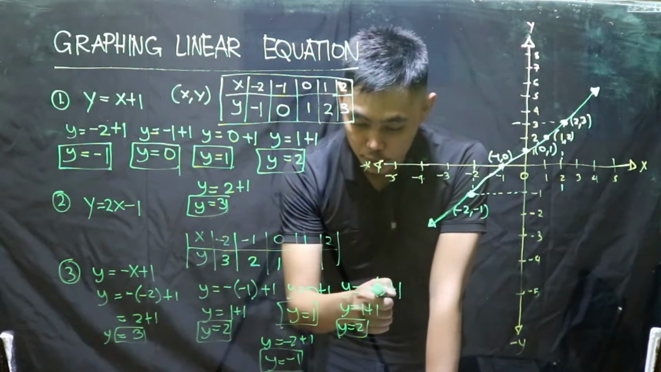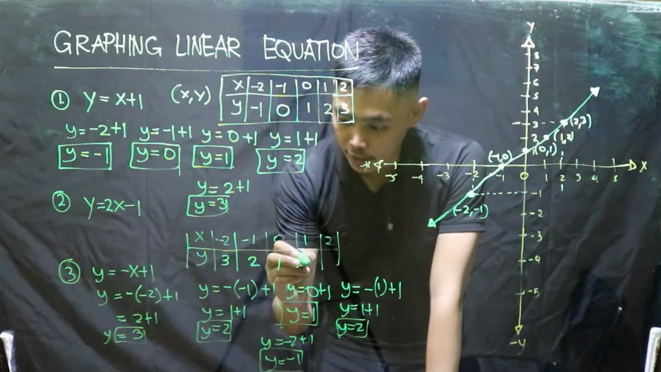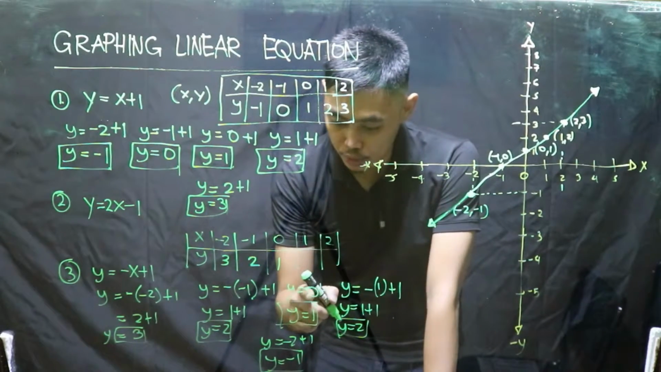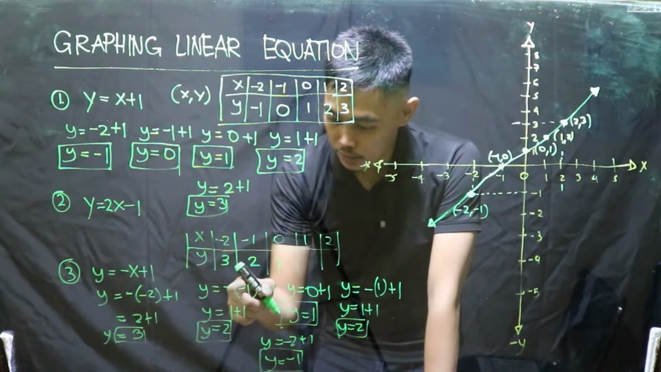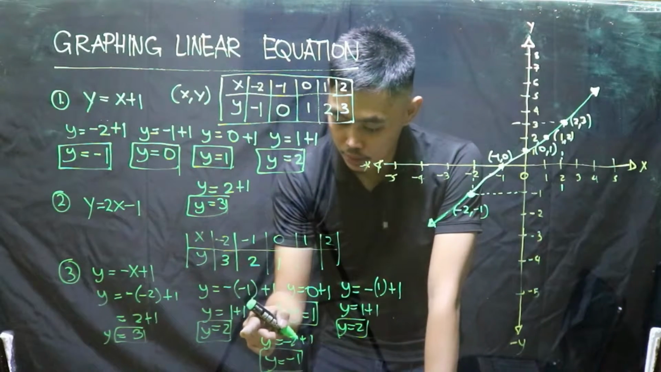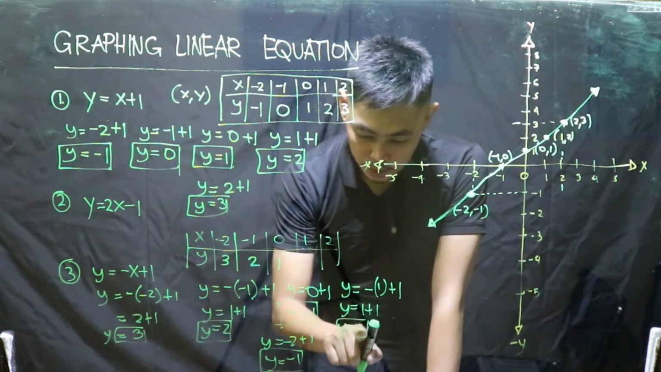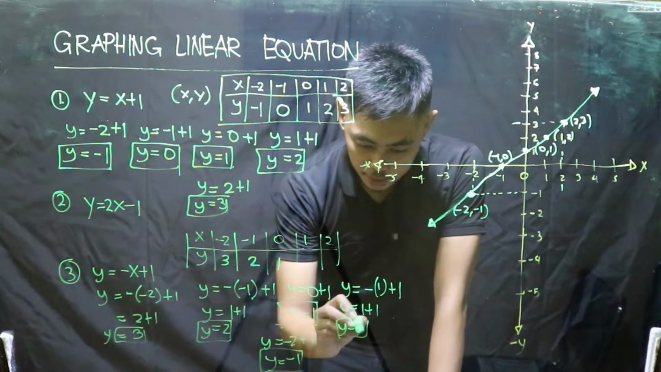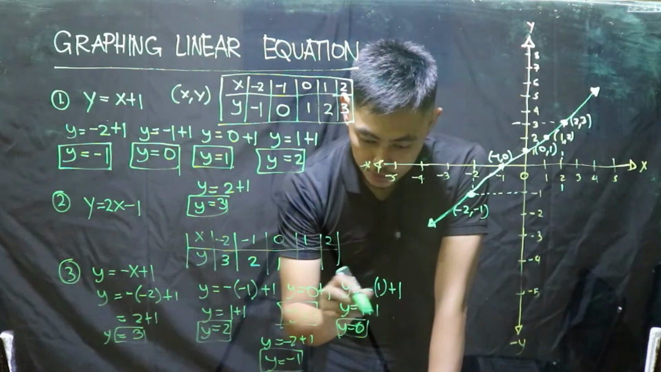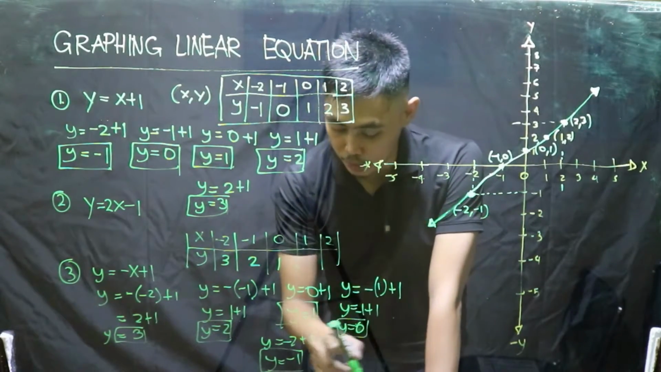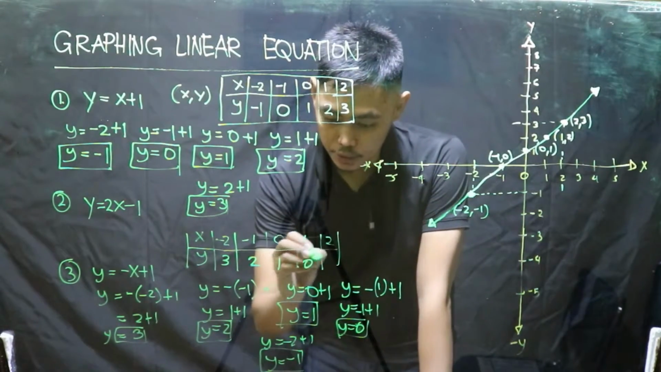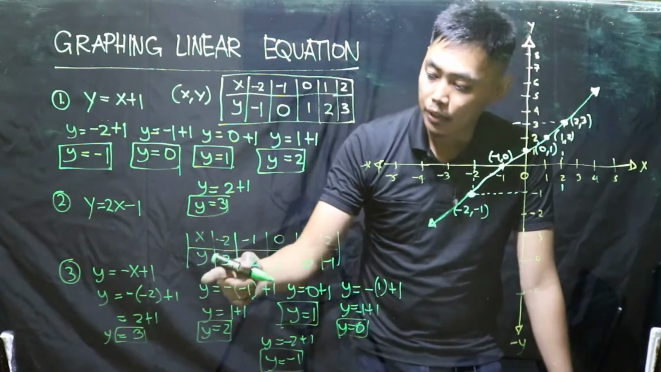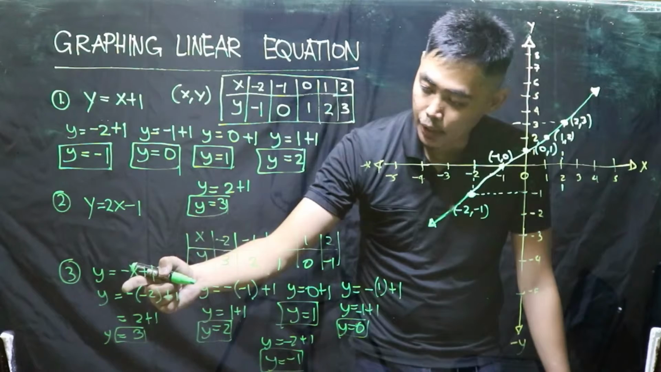So for x is equal to 1, the answer here is, let me check. 1. This is 0. I'm sorry, I missed it. Negative and positive. This is negative. Okay, 0, and then this is negative 1. Okay, so let's graph now this particular equation.